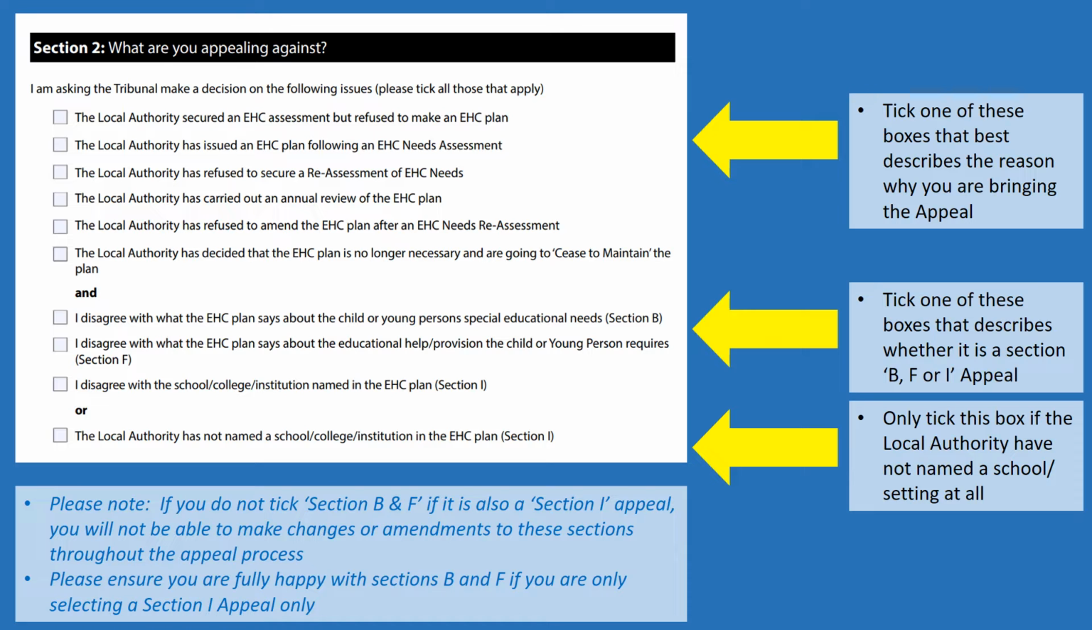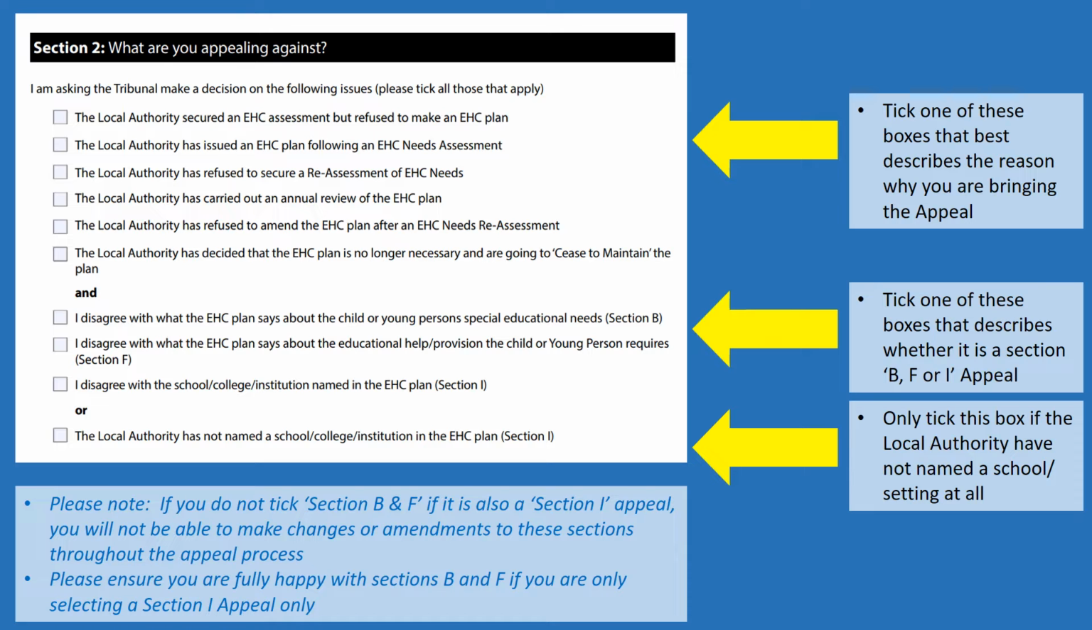If you are appealing Section B, Educational Needs, you may also need to tick Section F, Educational Provision, and vice versa, as these two sections are linked. If it is a Section I appeal, School Placement, you can decide whether it is only a Section I appeal, or whether you wish to also tick Sections B and F. This may allow you to request changes for these sections throughout the process.